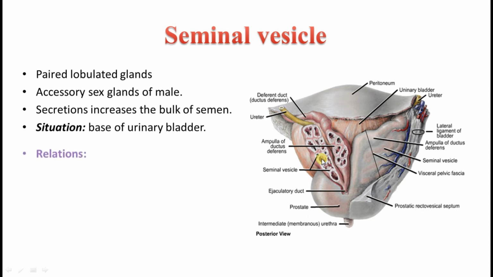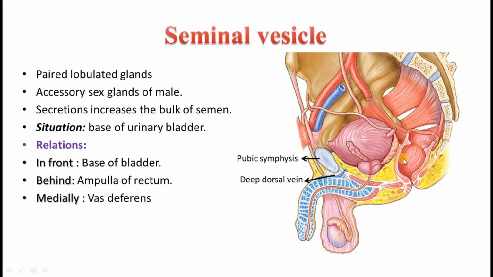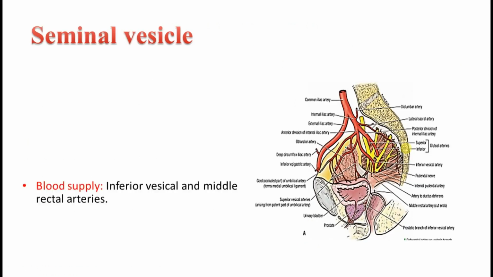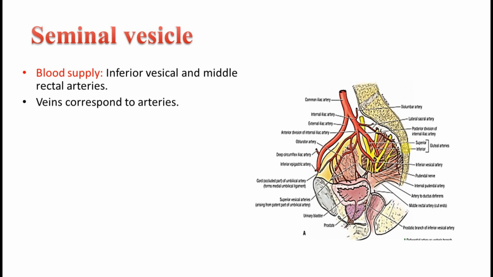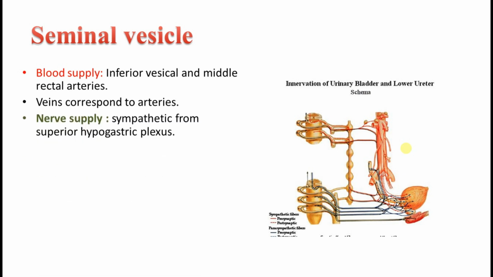It is situated at the base of the urinary bladder. Relations: anteriorly the base of the bladder, posteriorly the ampulla of the rectum, and medially the ampulla of the vas deferens, the terminal part of the vas deferens. Posterior two ligaments of the bladder are the lateral relation. Blood supply is the inferior vesical and middle rectal arteries, with corresponding veins drained to the internal iliac veins. Nerve supply: sympathetic L1 to L2 through the superior hypogastric plexus, and parasympathetic S2, S3, S4 pelvic splanchnic nerves.